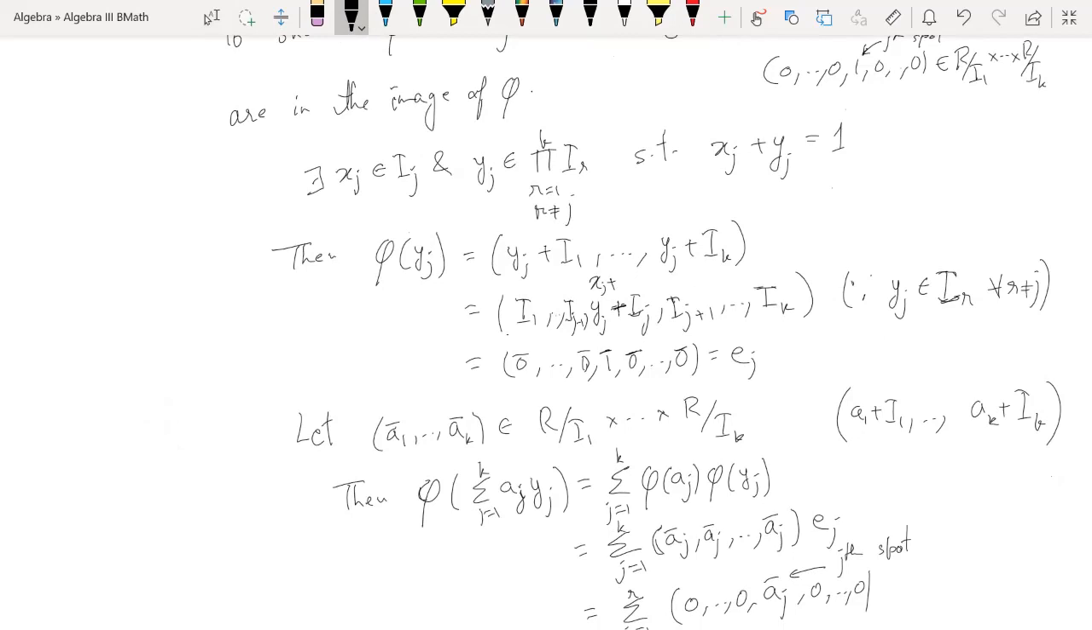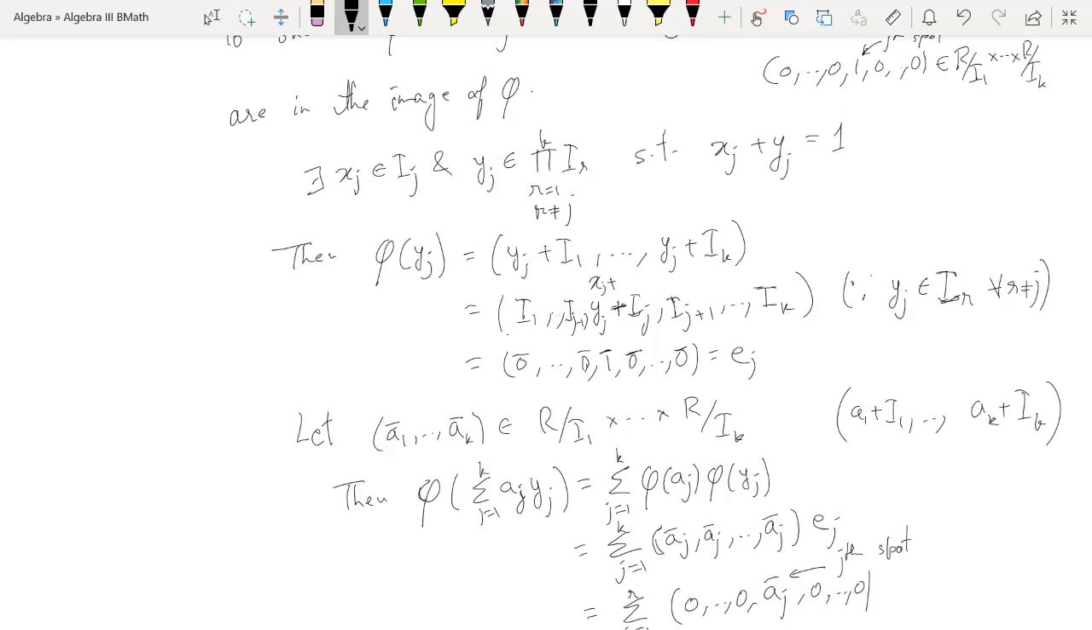Yeah. So what is phi of aj? It's aj bar. So it's actually aj plus i1, the second term is aj plus i2. So this is why it's useful. Sometimes it's useful to write it in this ideal notation, but from context you can understand this: aj plus i1, aj plus i2, and so on, aj plus ik.